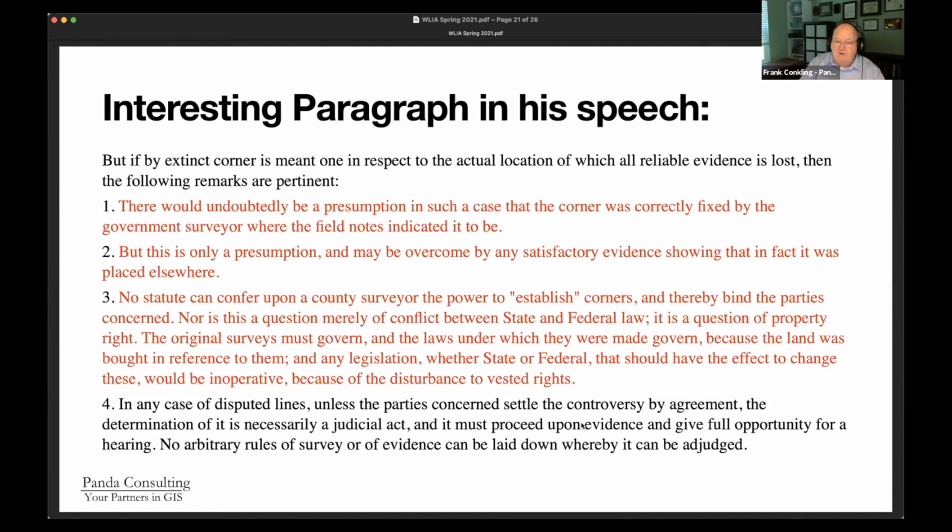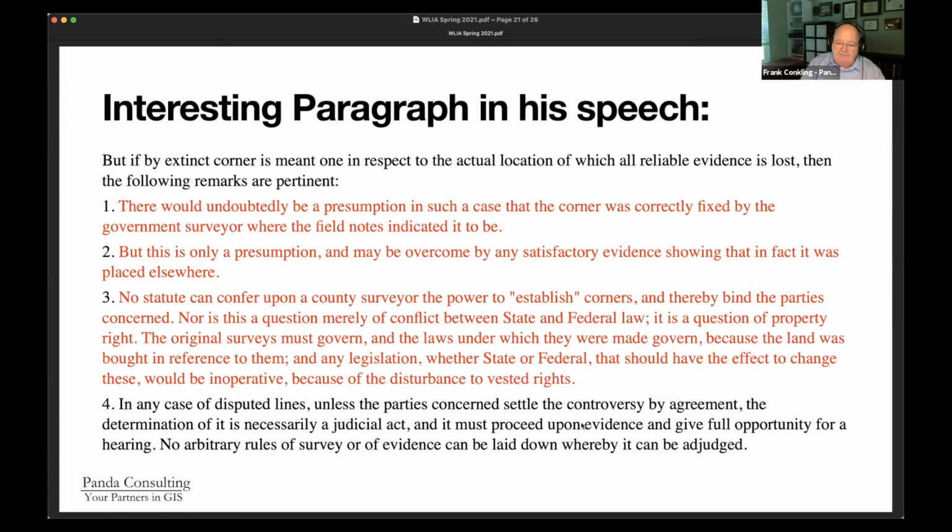Cooley's dictum is often referred to as letting sleeping dogs lie. All right? You don't go in and disturb everything just because you think, oh, this fits better than what I actually see out there. In any case of disputed lines, unless the parties concerned settle the controversy by agreement, the determination is necessarily a judicial act, and it must proceed upon evidence and give full opportunity for hearing.